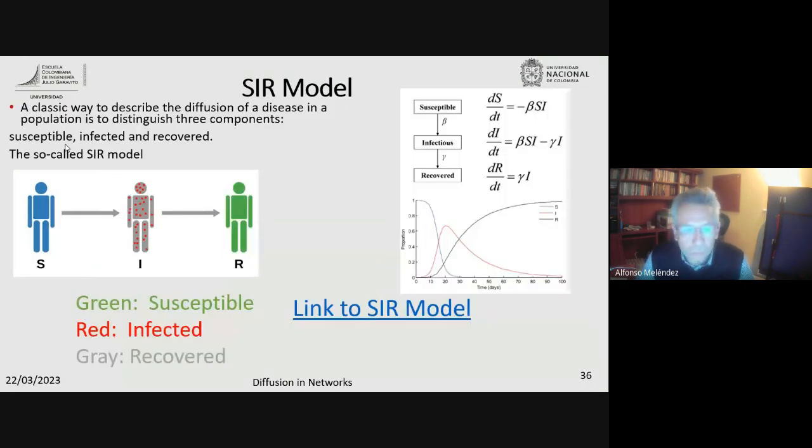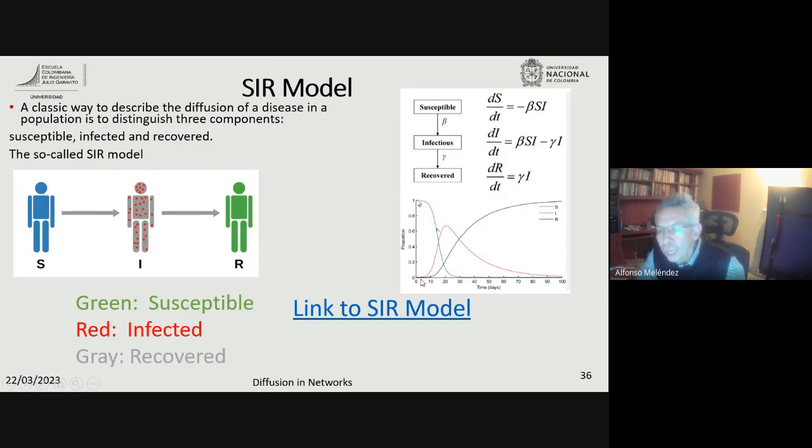Let me show you the SIR model. Okay, these three states, three compartments. Susceptible, infected, and recovered. This is typical. These are the differential equations. The susceptible begin and decay and arrive to zero.